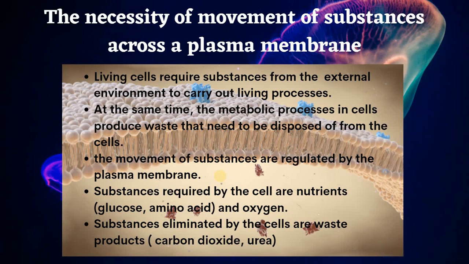So what are the substances required by the cells? Examples are nutrients, including glucose, amino acids, vitamins, minerals, and so on. And also oxygen, needed by the cell to carry out cellular respiration. And what are the substances eliminated or excreted by the cell? They are waste products, such as carbon dioxide, urea, ammonia, and so on.